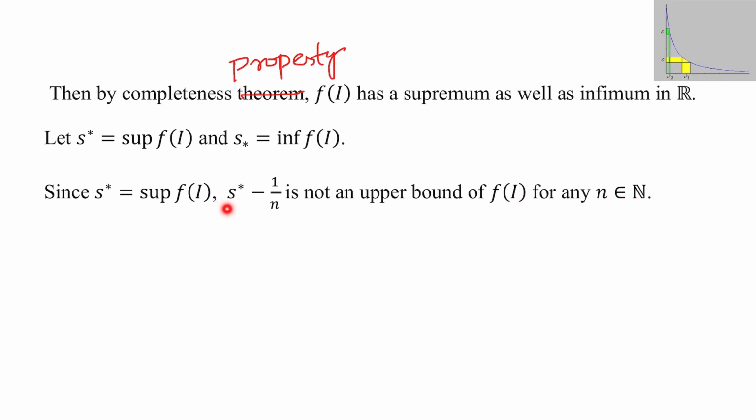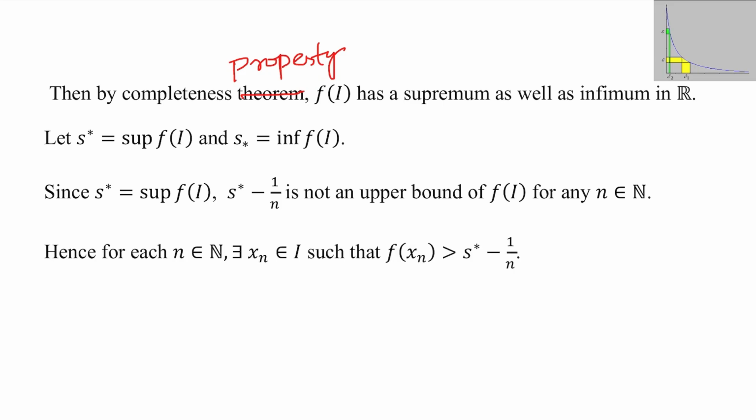Something is not an upper bound of a set if there is some element in that set which is greater than that number. So s upper star minus 1 by n is not an upper bound means there is some element in f of I which is greater than s upper star minus 1 by n. Say there is some y in f of I where y is greater than s upper star minus 1 by n. But any element of f of I is of the form f of x for some x in I.